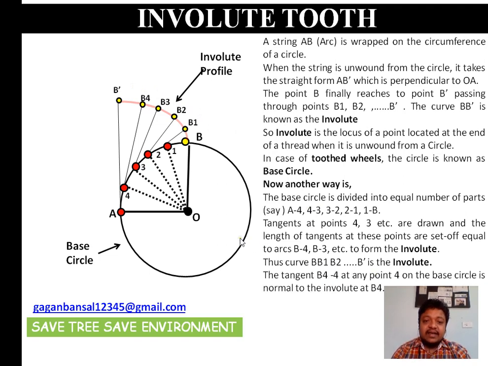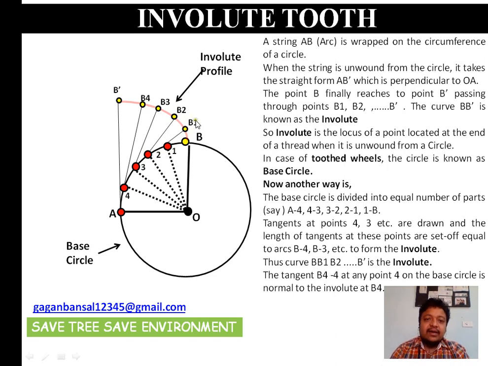So the tangent B44, what is B44? That is B4 to 4, at any point 4 on the base circle, is normal to the involute. It is very important that it is normal to the involute. That means this tangent at point 4 is normal to the involute at point B4. From 3, if we draw a tangent to this base circle, it will be normal at point B3 on the involute profile, and similarly for points 2 and 1 at B2 and B1.